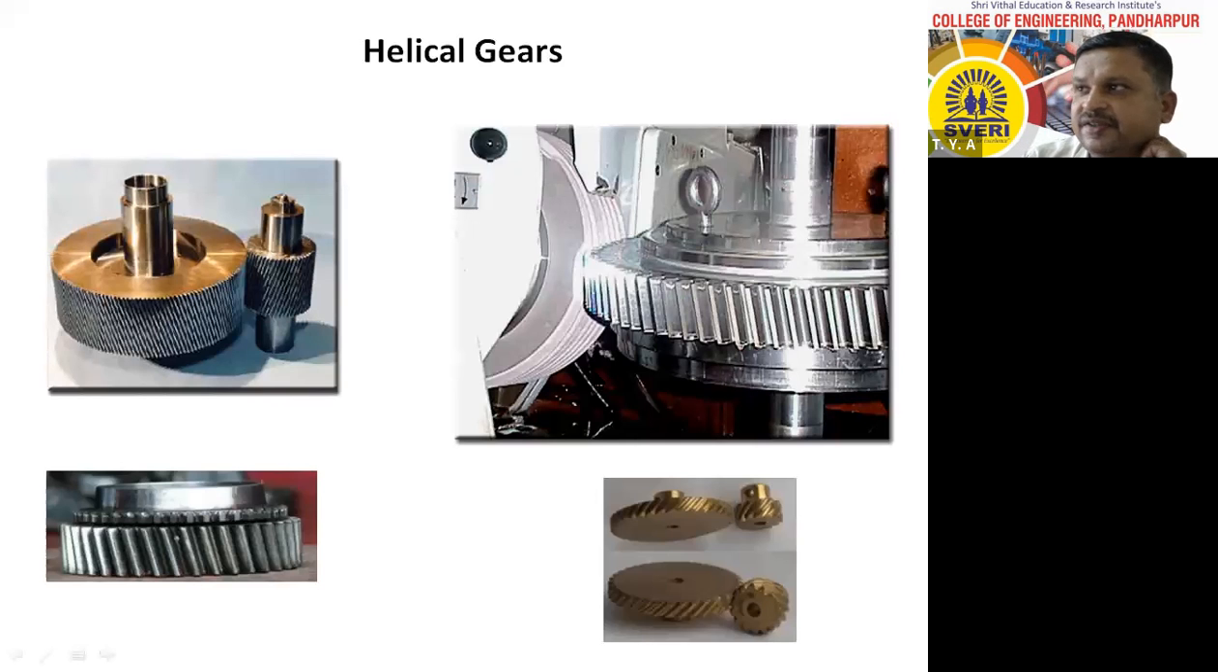Now you just see, these are some images of the helical gear. Now you are observing here that these teeth are inclined on the surface of the gear. You just see. Teeth are inclined on the surface of the gear.